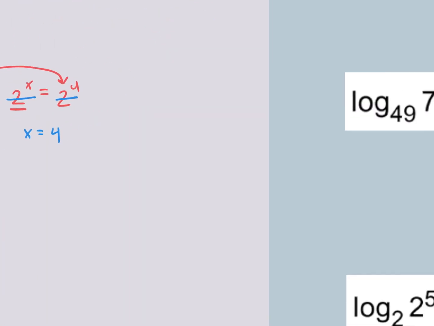All right, let's do the one on the top right. So this is going to be equal to some number x. We have to find that x. What should I do first? Put it in exponential form. So what's my base? 49. What's my exponent? X. And what's it equal to? 7. So 49 to the power of x is equal to 7.